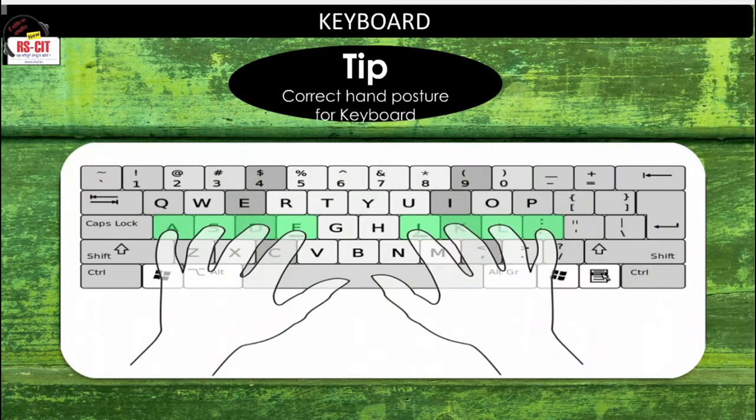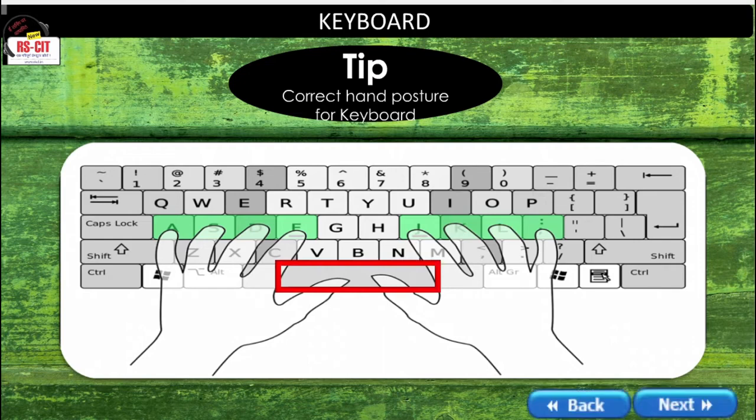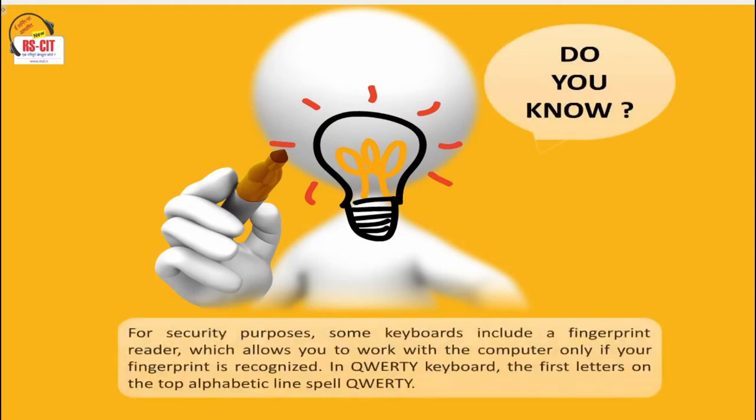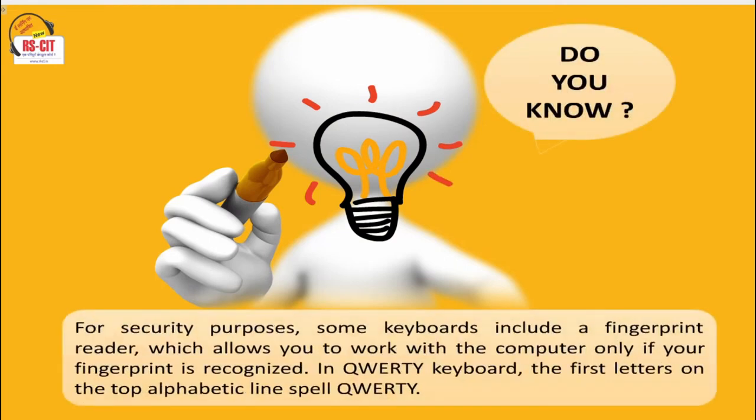Now let's see how to position your hands correctly on a keyboard for typing and computing purpose. Ideally, your hands should be positioned as shown in the image. Left hand fingers should be placed on ASDF keys and right hand fingers on JKL and semicolon. Thumbs can be placed to use spacebar. Do you know, for security purposes, some keyboards include a fingerprint reader, which allows you to work with the computer only if your fingerprint is recognized.